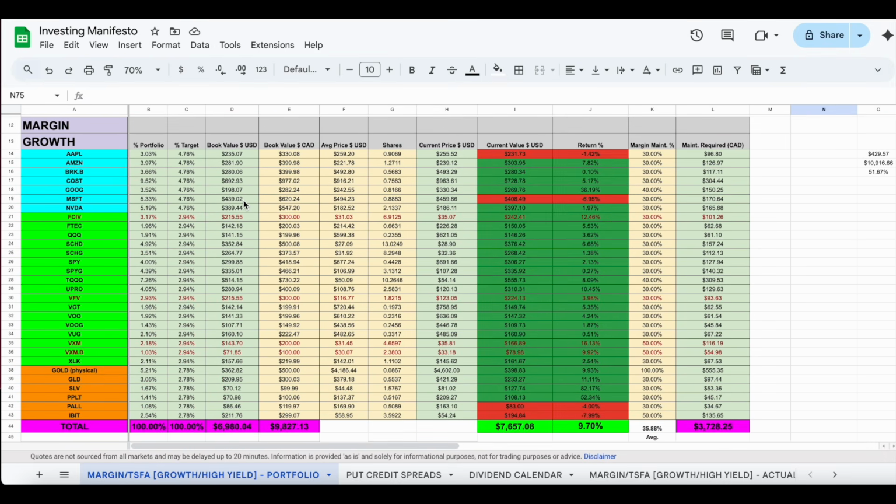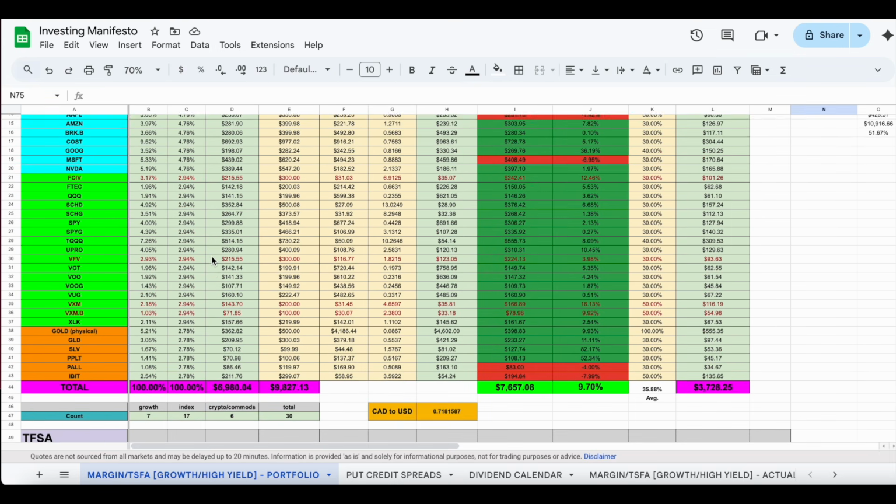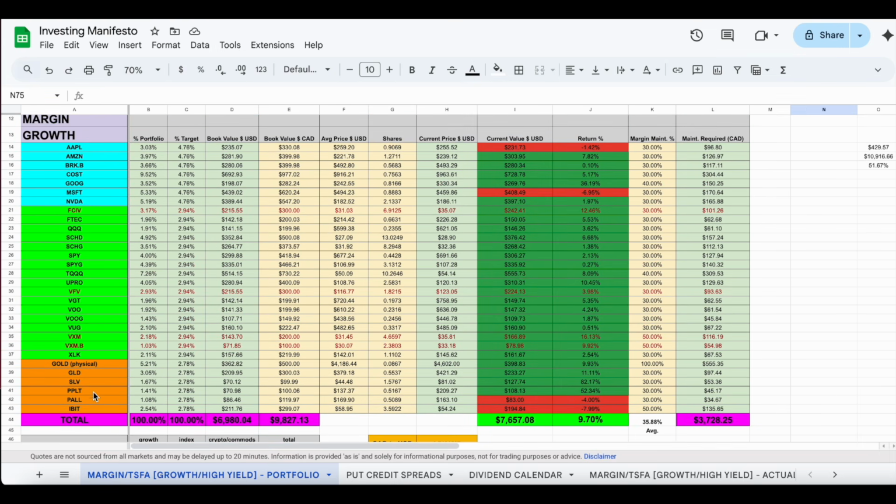Here's my growth account. It's the same. I have not touched it. I'm not selling anything in growth. I'm not taking any taxable capital gains or losses on this account. Whatever I buy, this list is only going to grow in terms of holdings. Right now I have 30 holdings, and I'm sure that I'll have more.